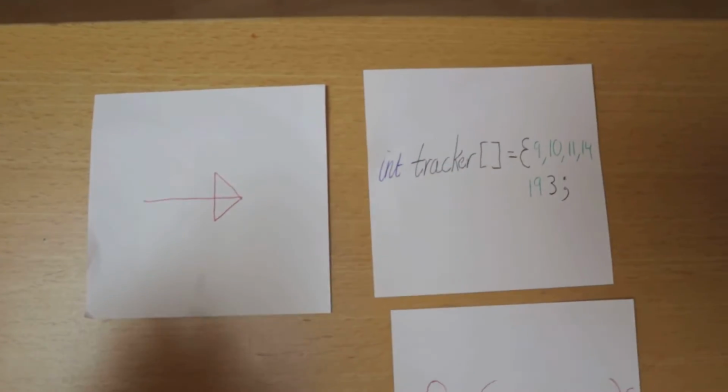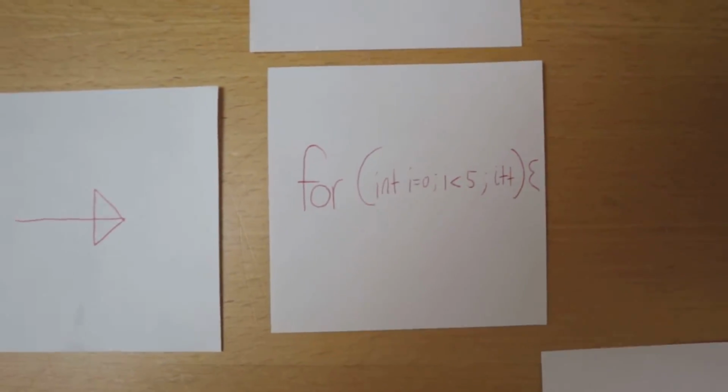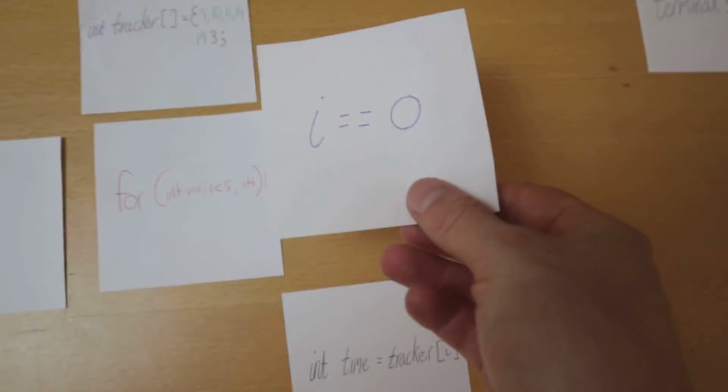So let's begin. Let's create the tracker array, start the loop. So i is going to begin at 0 because it's less than 5, so we're going to let i equal 0.